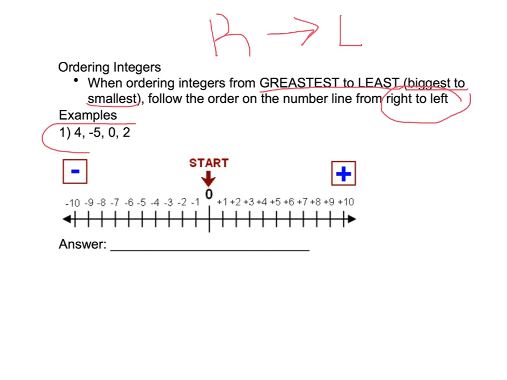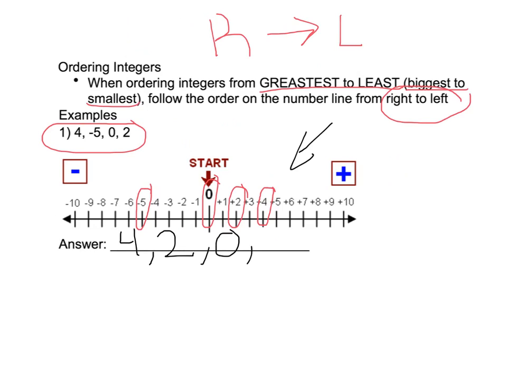We have 4, -5, 0, and 2. So I'm going to find all these numbers on the number line. Here's 4, -5, 0, and 2. And again, this time I have to start over on the right. So my first number, my biggest number, is 4, followed by 2, then 0, then -5.